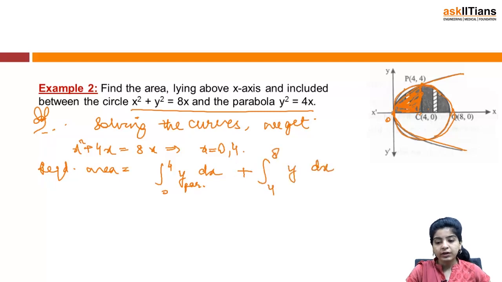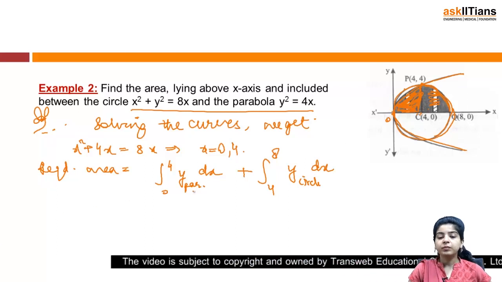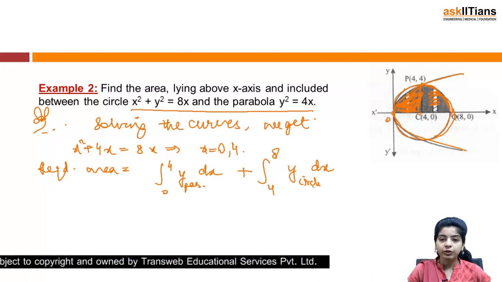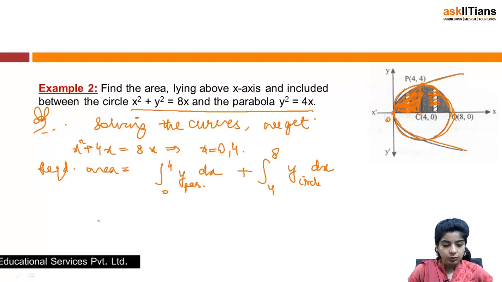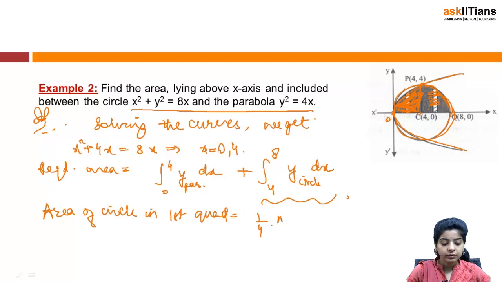Now, this 4 to 8 is just the area enclosed by circle. So, this is corresponding to circle. Y para means y of parabola and y corresponding to circle. So, now as far as this is concerned, let us just find out, this is simple, area of circle in first quadrant is 1 by 4 πr², and the equation of circle is x² + y² = 8x.